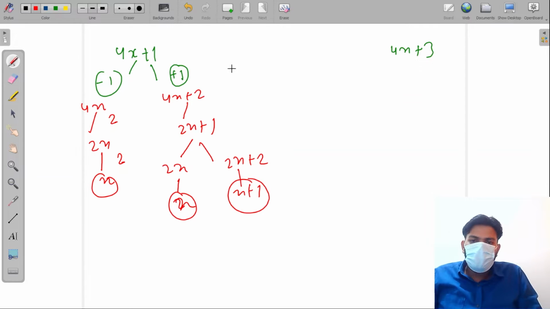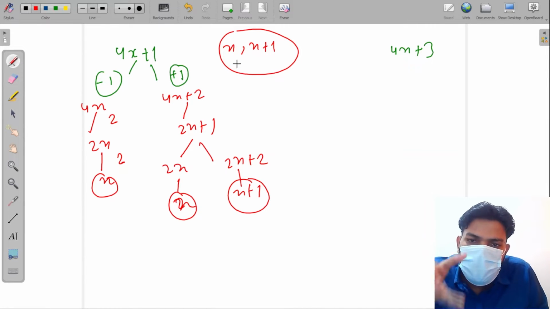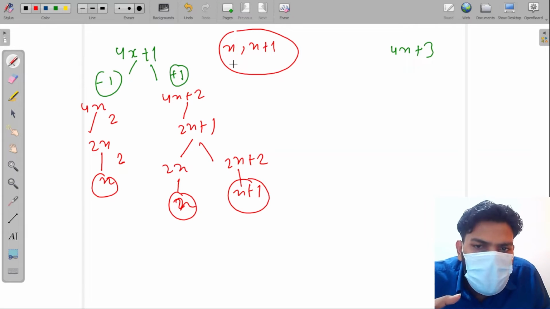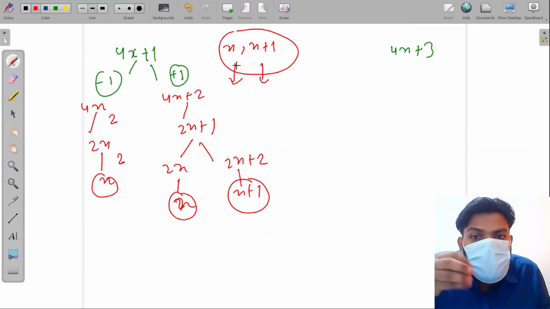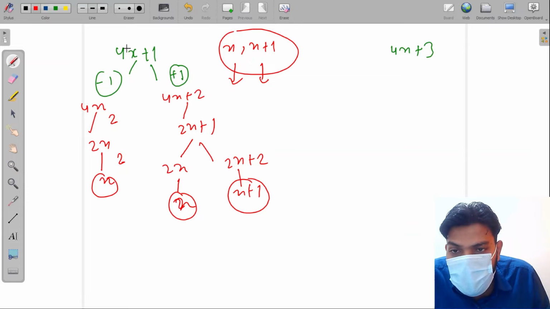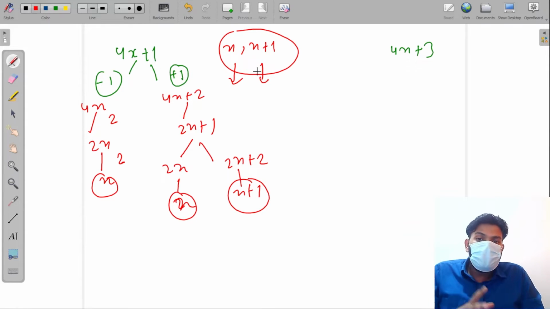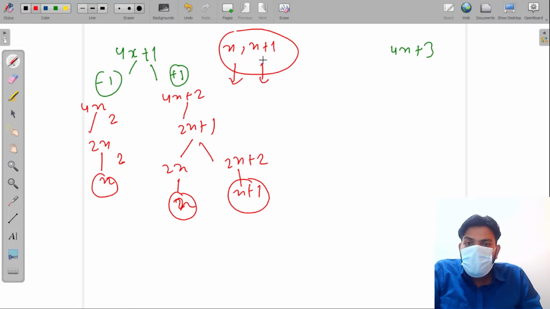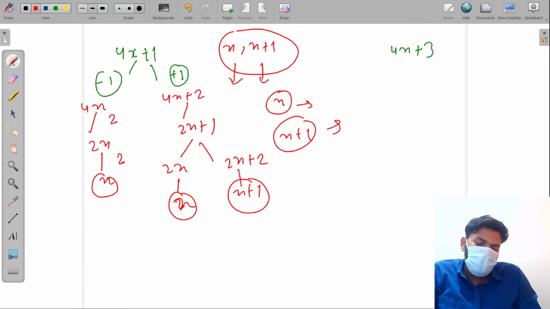I'm going to say one thing. At any stage, if you get x and x plus 1 while reducing a number, then you can decide which one is advantageous. What I'm saying is, if you're reducing 4x plus 1 to x or x plus 1, then you can decide whether x is advantageous or x plus 1 is advantageous.